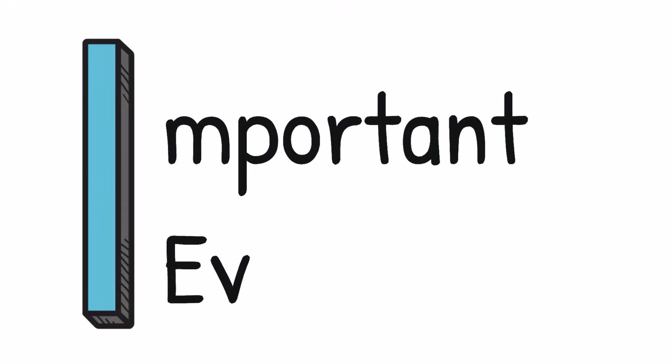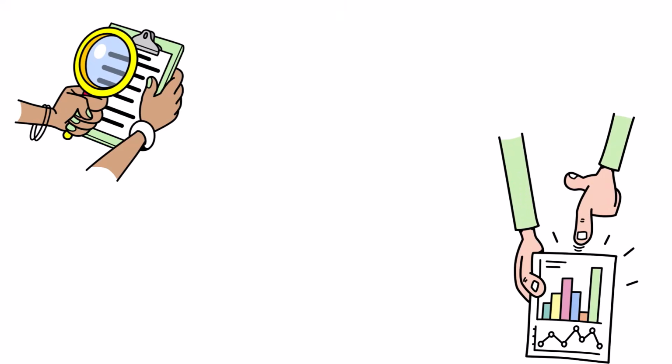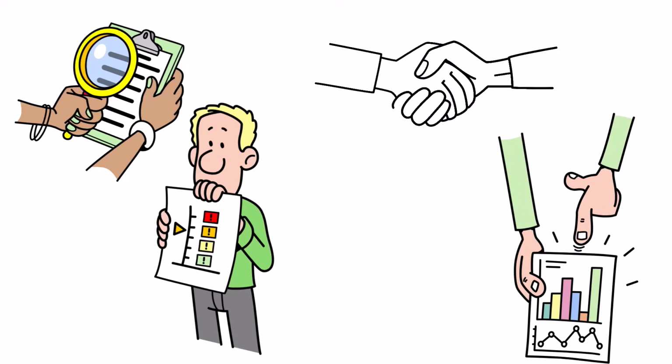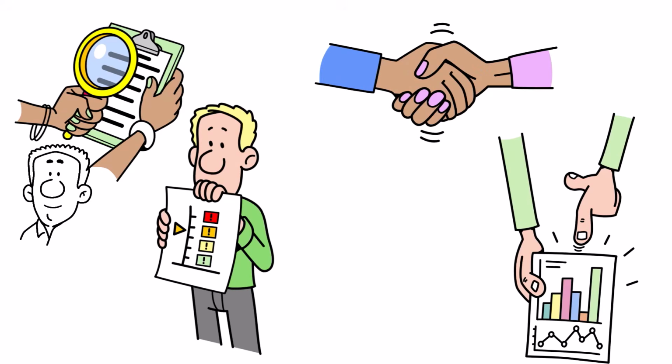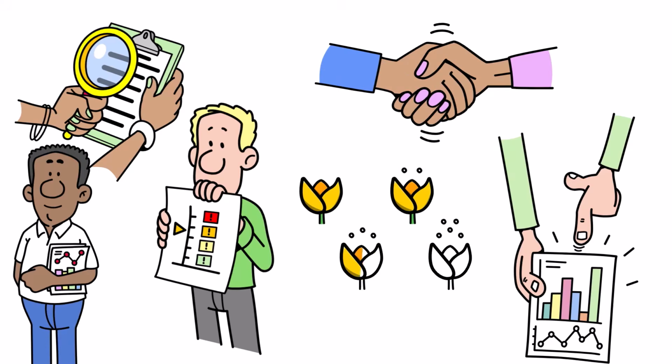I is for important evidence. This is a piece of proof that supports your topic sentence. It could be a fact, a statistic, or a quote. This is what makes your writing believable. For example, the United States Department of Agriculture states that bees pollinate 80% of the flowering plants on Earth.